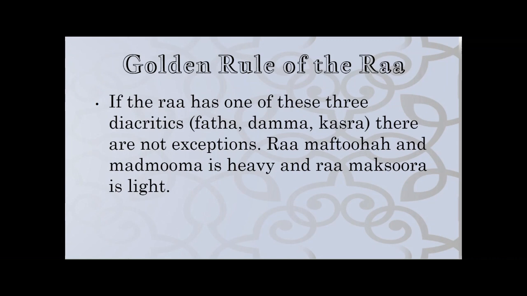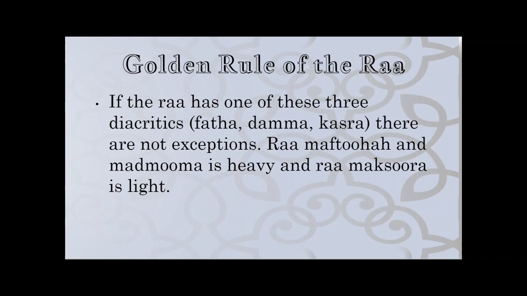And the golden rule goes as follows: if the ra has any of these three diacritics, there is no exception. Meaning, you are reciting and you are not stopping on the ra, because if you're stopping, then obviously the fatha, damma, or kasra will turn into a sukoon. But if you continue reciting, then the letter ra might have one of these three diacritics, which is fatha, damma or kasra. And if that happens, then there are no exceptions in the ra. Ra maftuha and ra madmuma is always heavy, and ra maksura is always light.